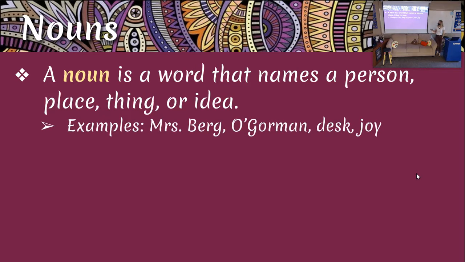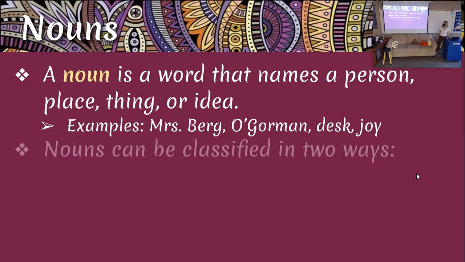A noun could be the name of a person: Mrs. Bird, Creighton, those are nouns. O'Gorman is the name of a place. Shields, Qdoba, those are the places I went yesterday, so that's what came to mind. A thing: desk, clicker, projector. Or an idea. I think the idea nouns are the hardest nouns, like joy, happiness, contentedness. Those are also considered nouns.